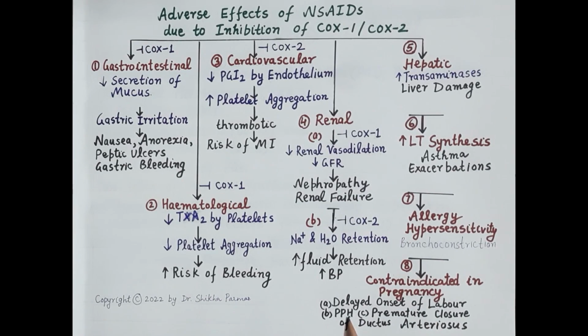Now, NSAIDs are contraindicated in pregnancy because they can cause delay in the onset of labor, they can increase the risk of postpartum hemorrhage, and they can also cause premature closure of ductus arteriosus. Now, ductus arteriosus is a blood vessel which should remain open in the fetus. Now, if an NSAID is prescribed to a pregnant lady, then these NSAIDs can cause premature closure of ductus arteriosus. That means they can cause closure of ductus arteriosus in a fetus, which is not desirable. So these are the adverse effects of NSAIDs.